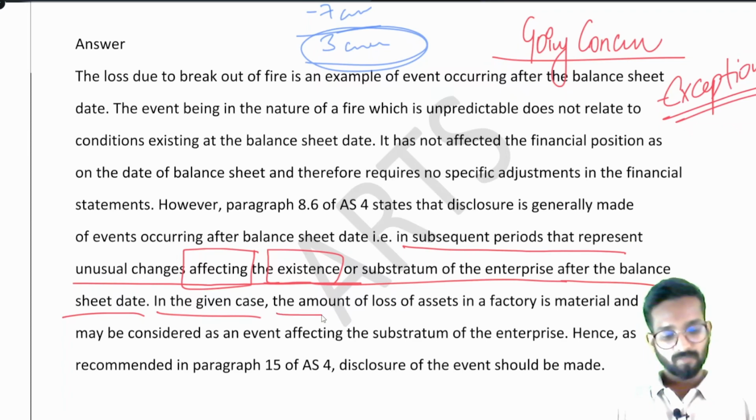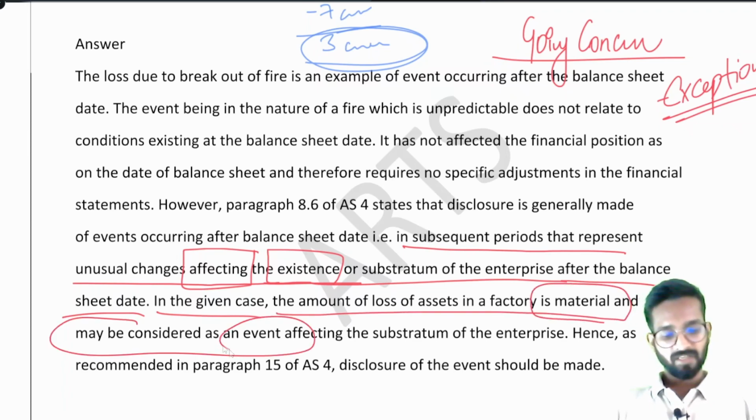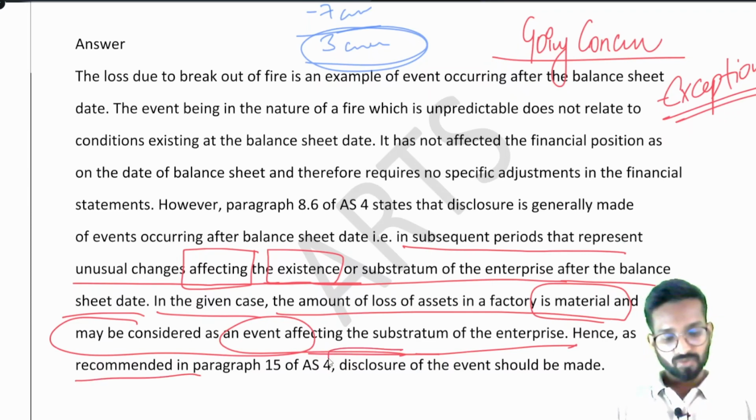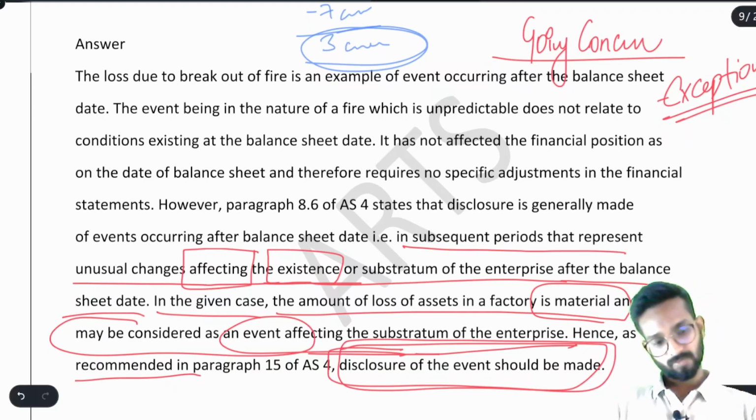In the given case, the amount of loss in a factory is material and it may be considered as an event occurring affecting the substratum of the enterprise, affecting the going concern of the enterprise. Hence, as recommended, disclosure of the event should be made. You have to put the disclosure. Understood?